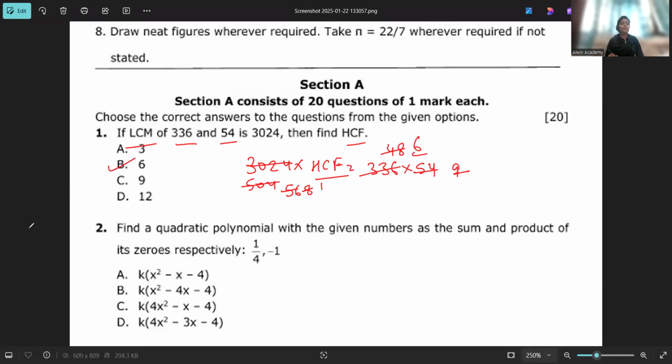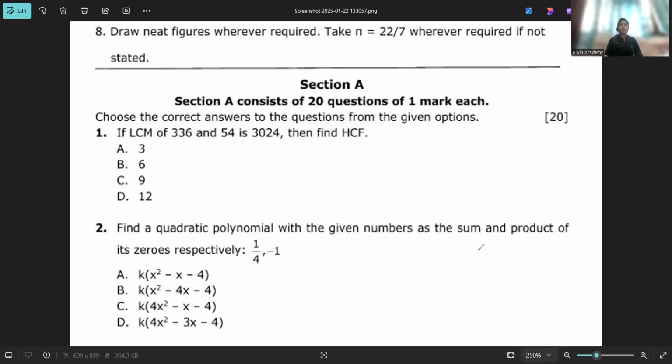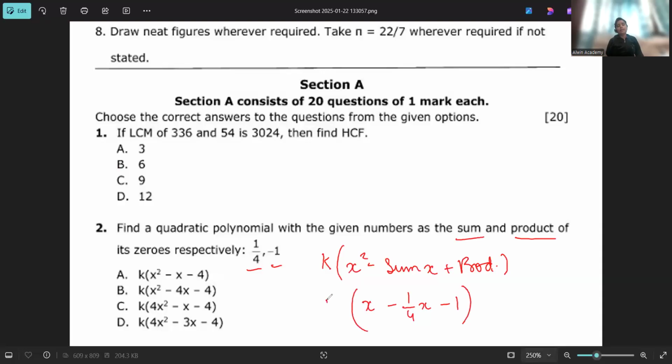Going to the next question, find a quadratic polynomial with the given numbers as the sum and product of zeros: 1 by 4 and minus 1. Now, any quadratic polynomial, if we have to obtain from the sum and product, we can use this particular formula: x square minus sum of zeros x plus product of zeros. Now, when I put in sum here as 1 by 4, it becomes minus 1 by 4 x, and product is minus 1, so it becomes x square minus 1 by 4 x minus 1, whole times k.